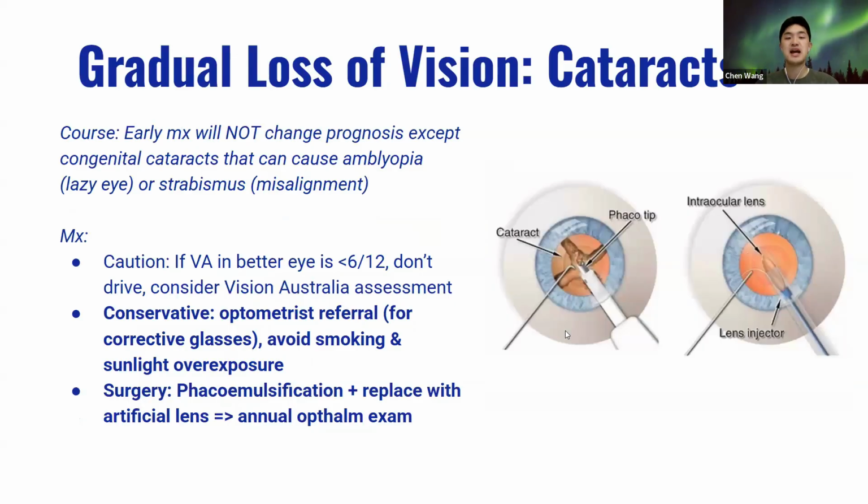So for management, usually we just monitor them for longitudinal changes. You want to refer them to an optometrist to check whether their loss of vision is due to a refractive error. Avoiding smoking and sunlight overexposure can help with the management as well. And the mainstay management is just surgical. The technique is called phacoemulsification, and this is done by the ophthalmologist.